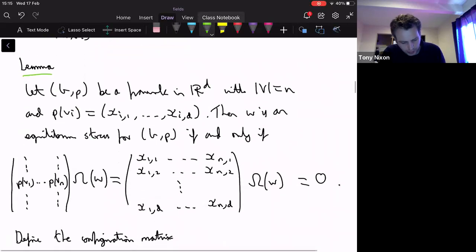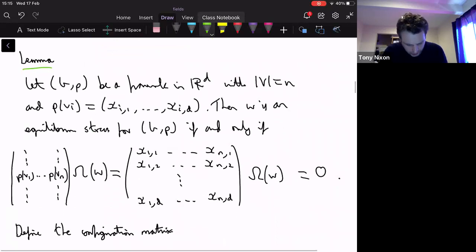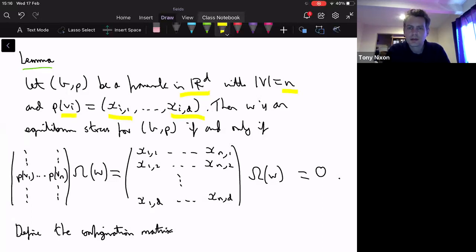Okay, so I think this is going to start answering Alex's first question. So I take a d-dimensional framework, and let's say it's got n vertices, and let's say, just to have the d coordinates, I'm using xi1 up to xid for the location of the framework point p_vi. Then omega is an equilibrium stress if and only if this matrix, where I think of the p_vi as column vectors, times omega is 0.